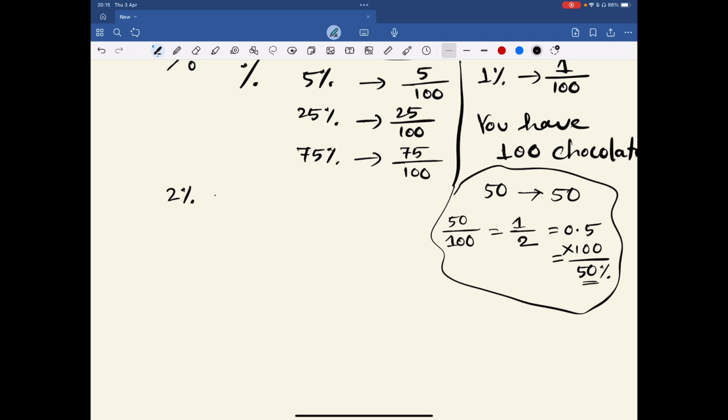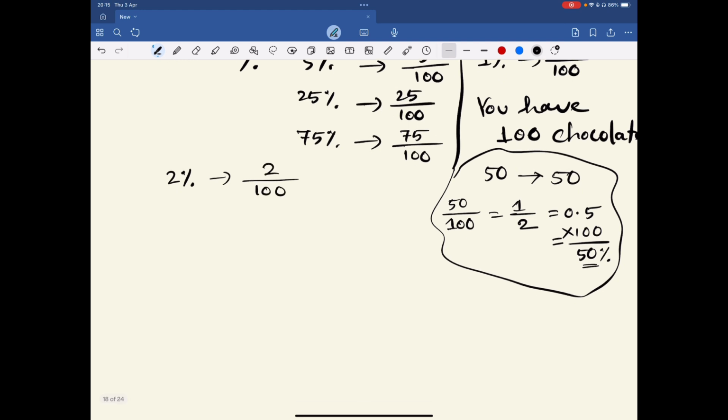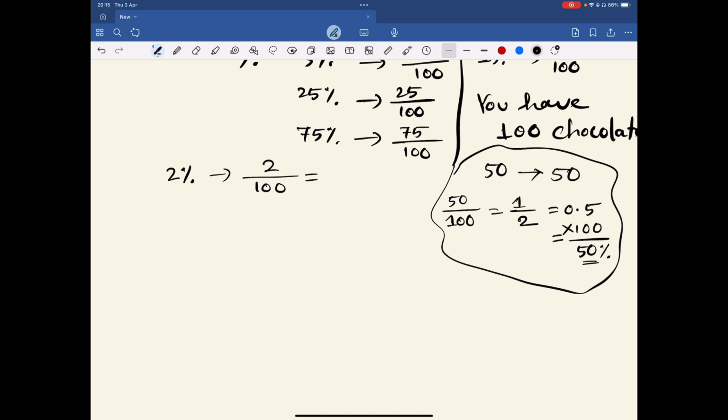Let's say again 2%. What is 2%? 2% is definitely 2 out of 100, right? You can divide these things. You know how to simplify a fraction. So this is a fraction, and you can simplify it. You can divide 100 by 2. If you divide 2 by 2, it will be 1. And if you divide 100 by 2, it will be 50. So 1 out of 50. This is the answer, right?